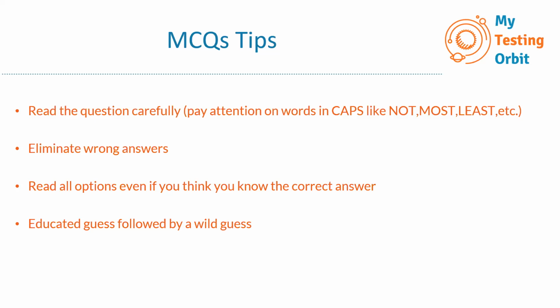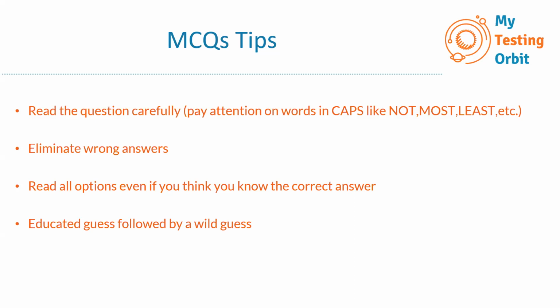Second one would be eliminate wrong answers. If there are 4 options and you have to select one, then start by eliminating the ones which you know for sure can't be the right answer, because it will make your selection of the right answer much easier.